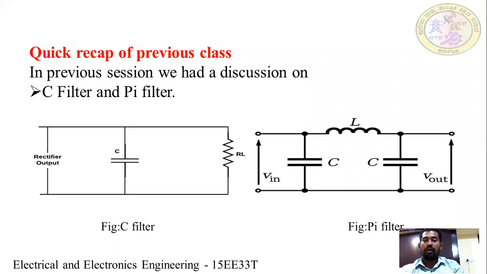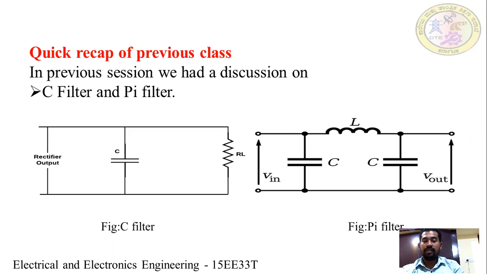Before going for today's session, let me have a quick recap of the previous session. In the previous session, we had a discussion on the C filter and pi filter. We know that filter means what? A filter is a device which removes the unwanted AC content which is present in the DC output.